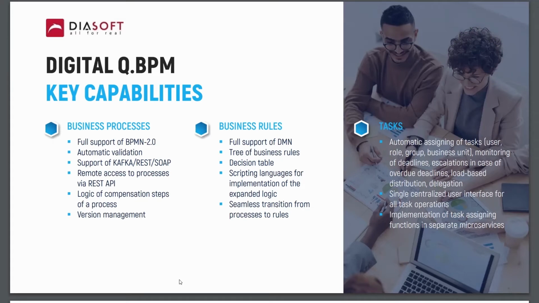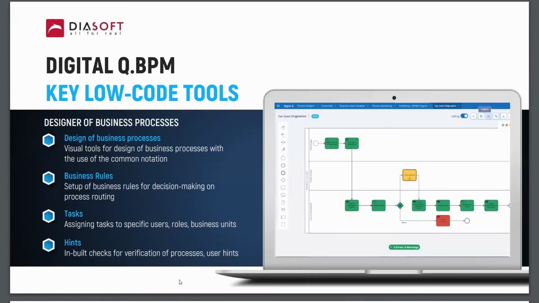The system supports different algorithms for assignment of user tasks. A task can be assigned to a user, a role, or a user group. It can also be assigned to a business unit or a department. Based on the selected algorithm, the system can automatically define the user with the lowest current workload and assign the task to this employee. This screenshot demonstrates the standard interface of the system.